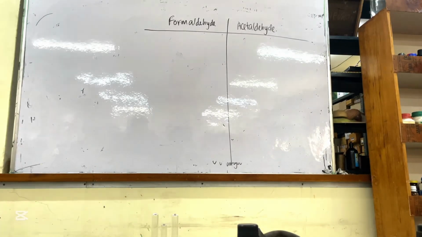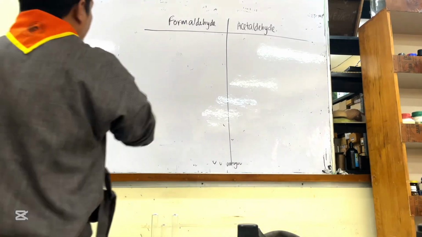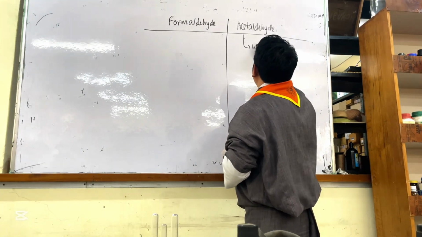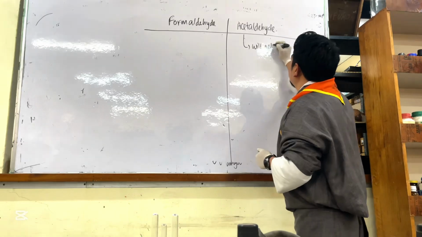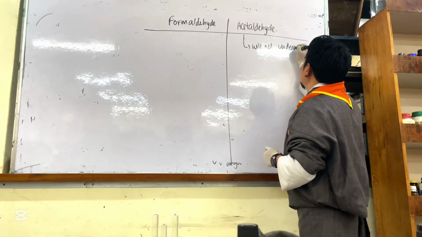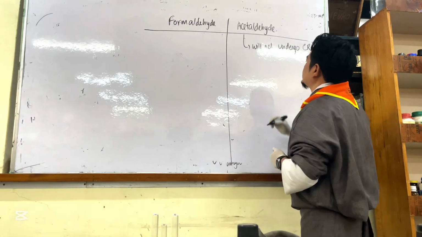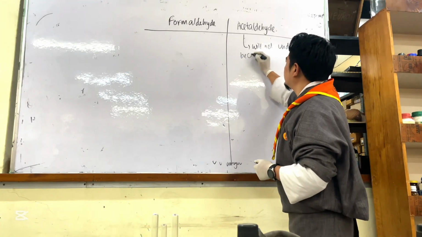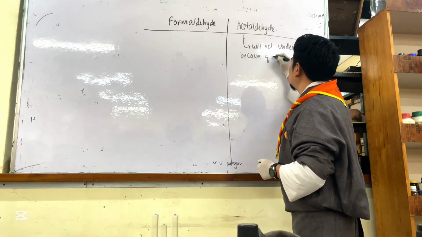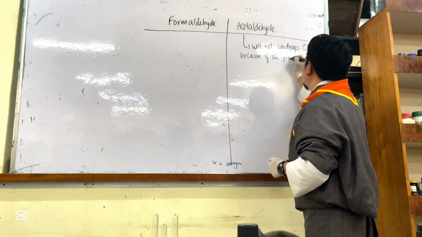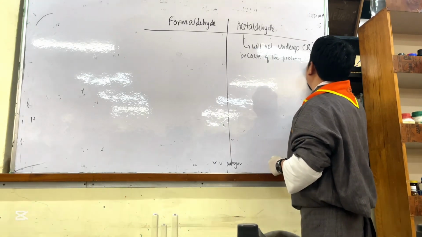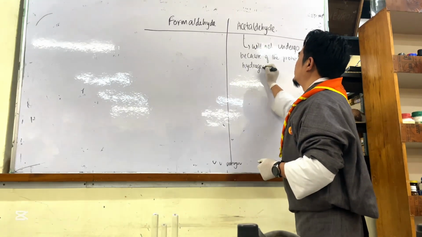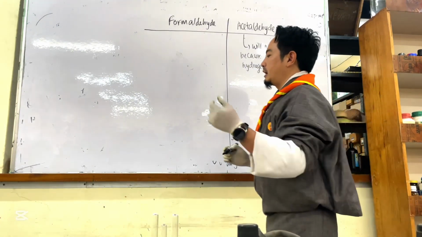Okay, then we will look into the Cannizzaro reaction. We know that acetaldehyde will not undergo Cannizzaro reaction because of the presence of alpha hydrogen. Now in this case, formaldehyde, we will have to look into the definition.